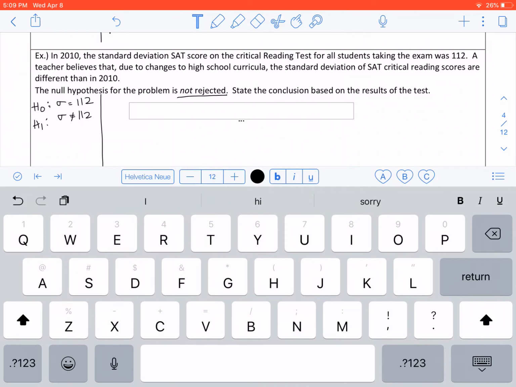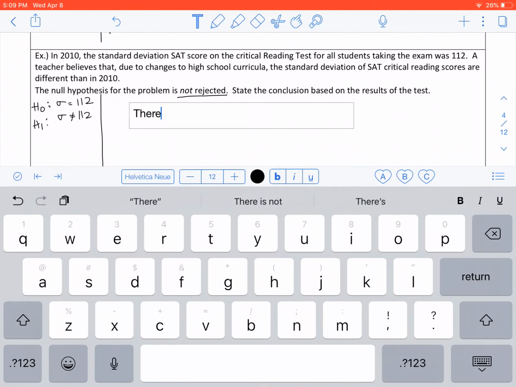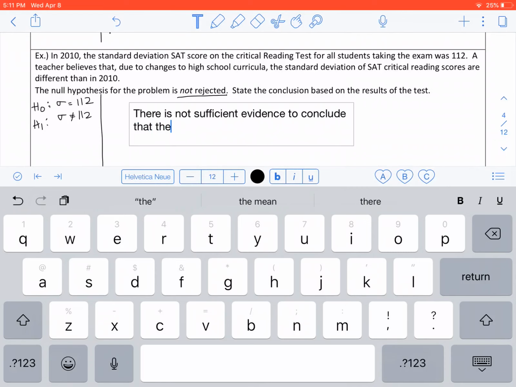So again, we are going to do exactly what we did up above. They start off exactly the same, and we're going to say there is, and again, we do not have enough evidence, so there is not sufficient evidence to conclude that the, and again, instead of saying not sufficient, you could say insufficient. But to conclude that, and we need to talk about what the problem is discussing.